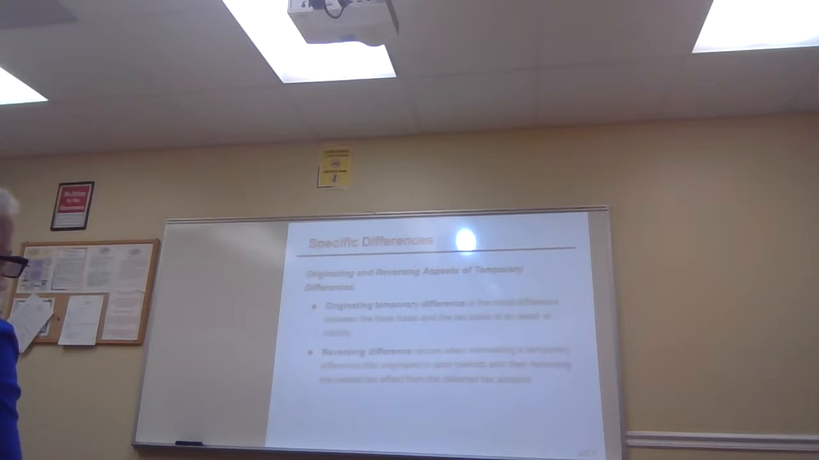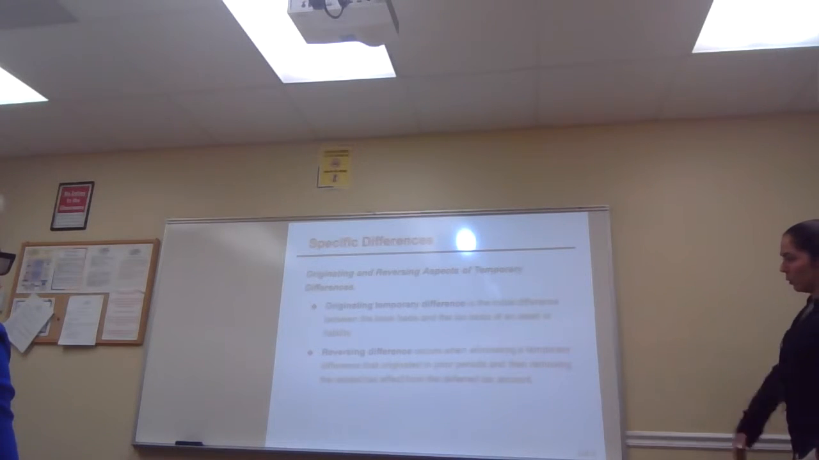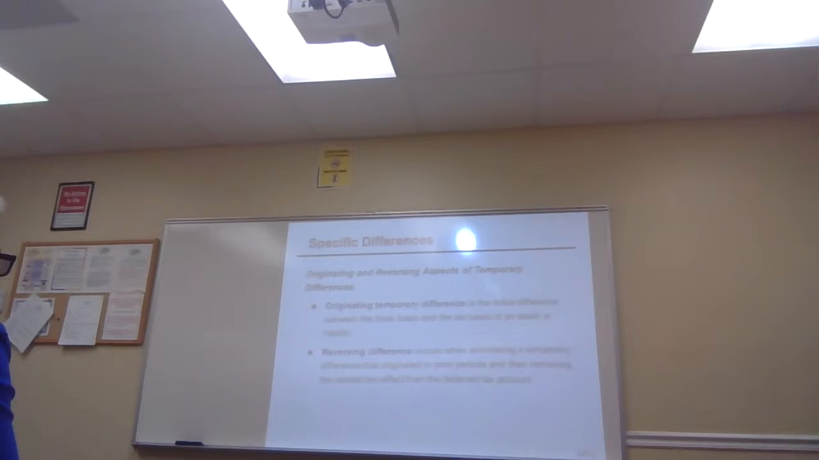So originating temporary differences is the initial difference between the book and tax, and then you have your reversing differences. We've gone through all this through all the slides. So the first time it happens, it's considered an originating difference, and then as the years go by and you start reversing it, you have your reversing differences.